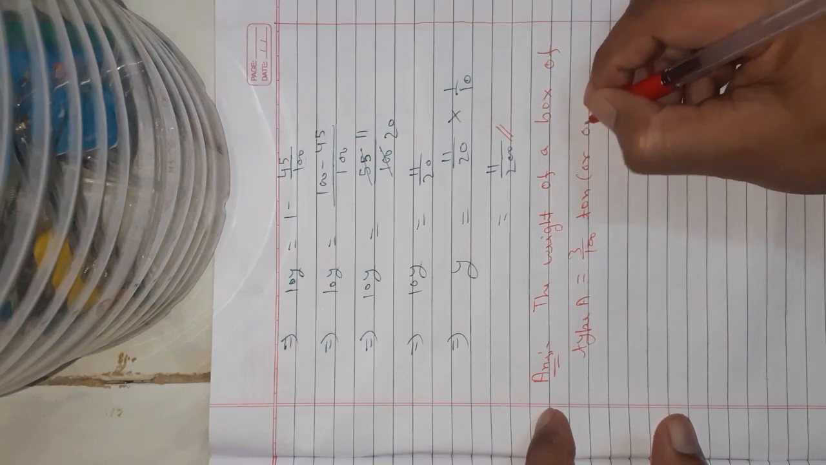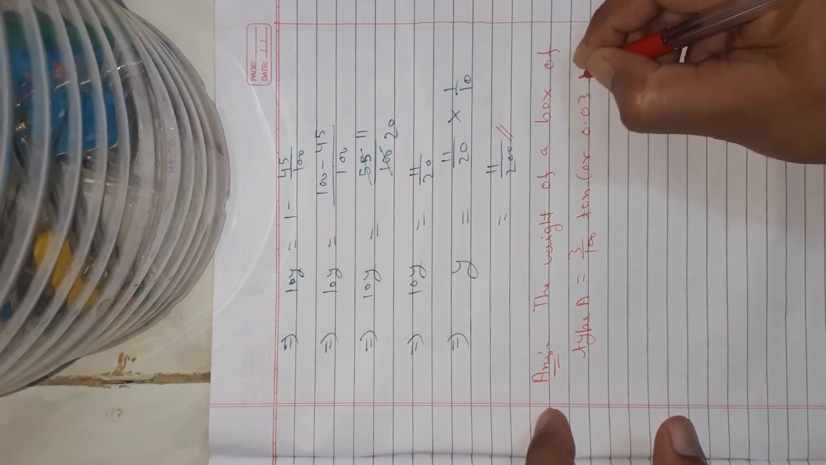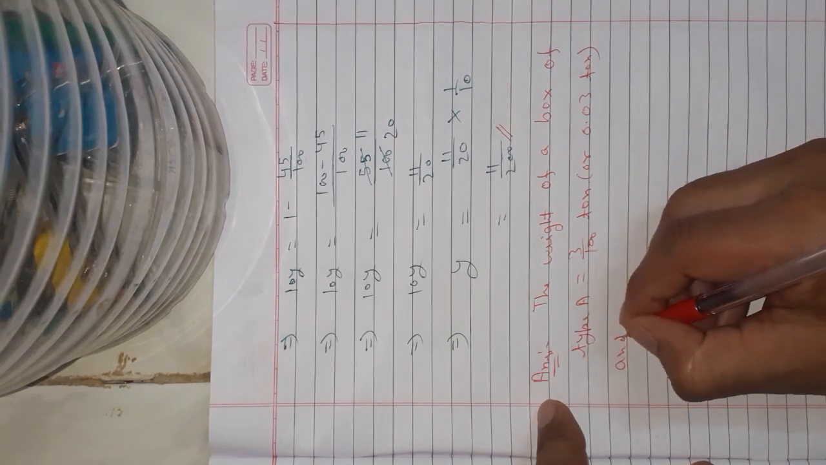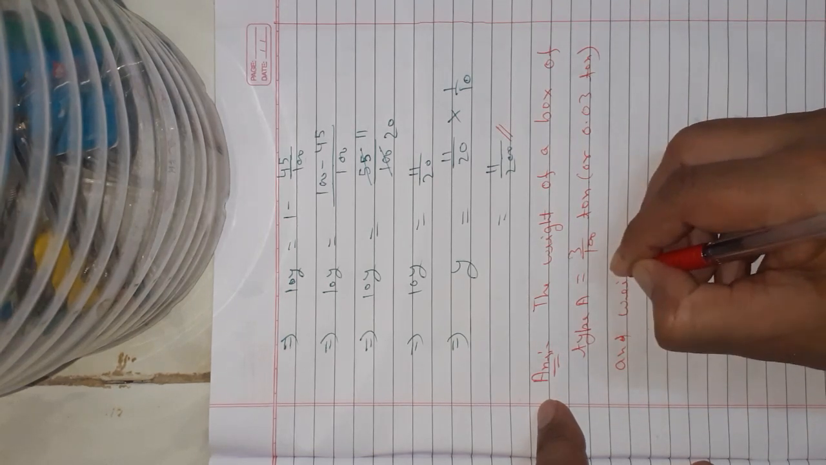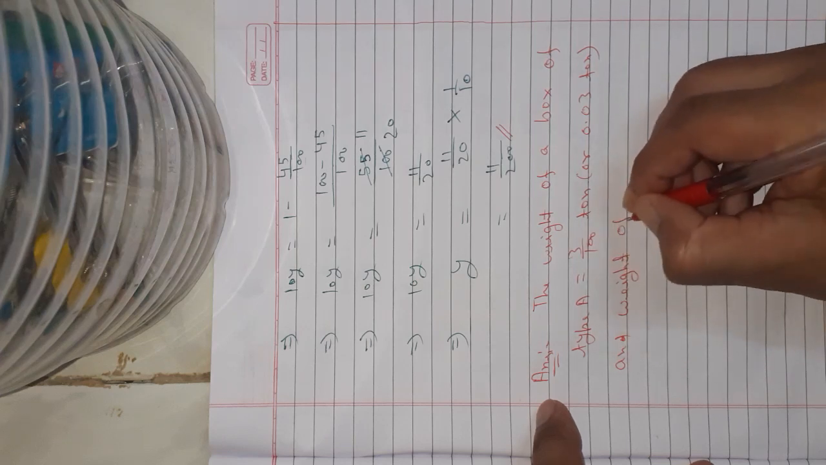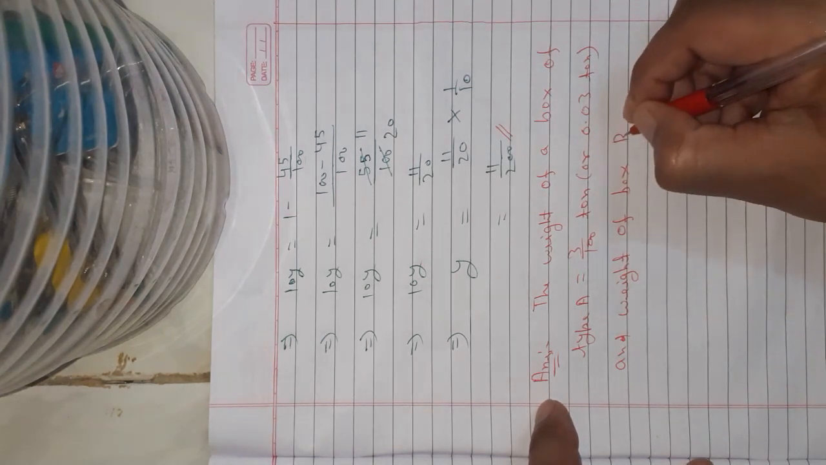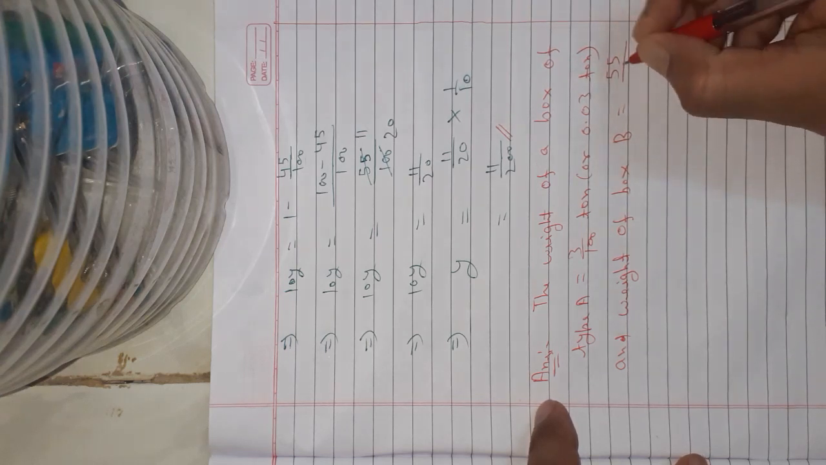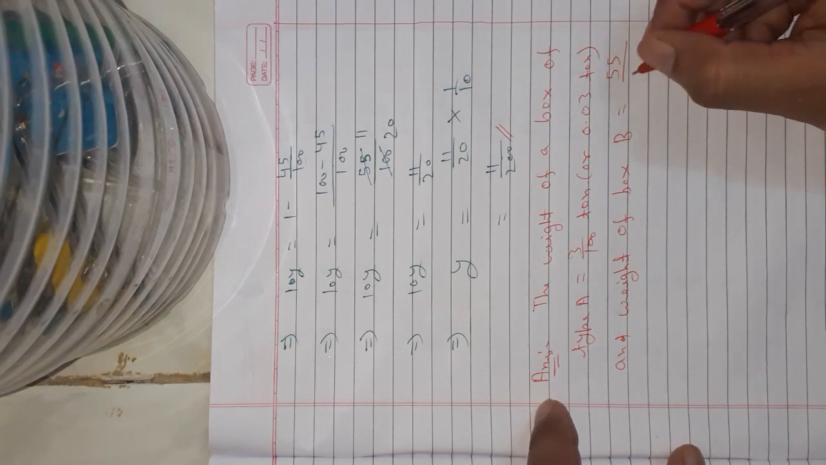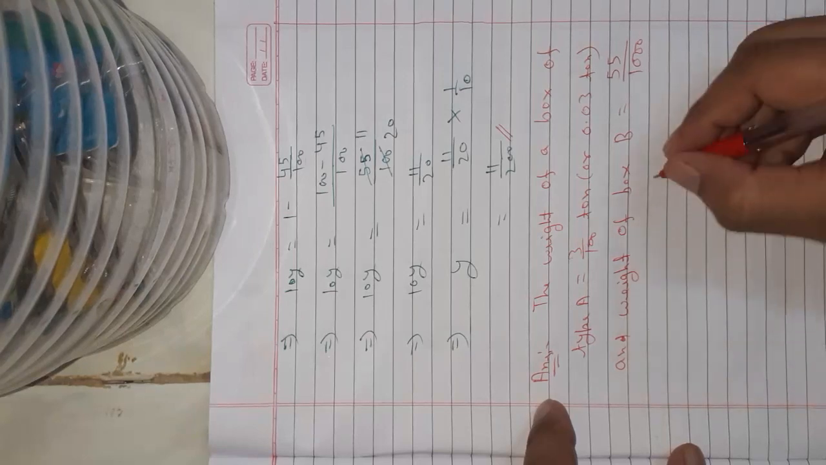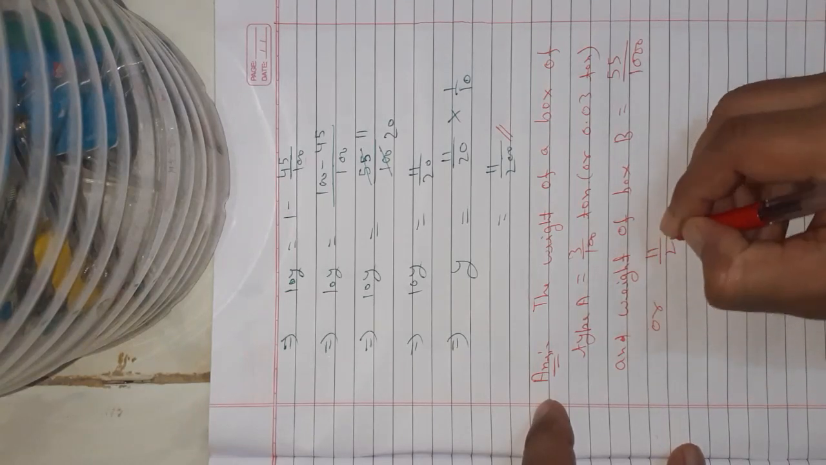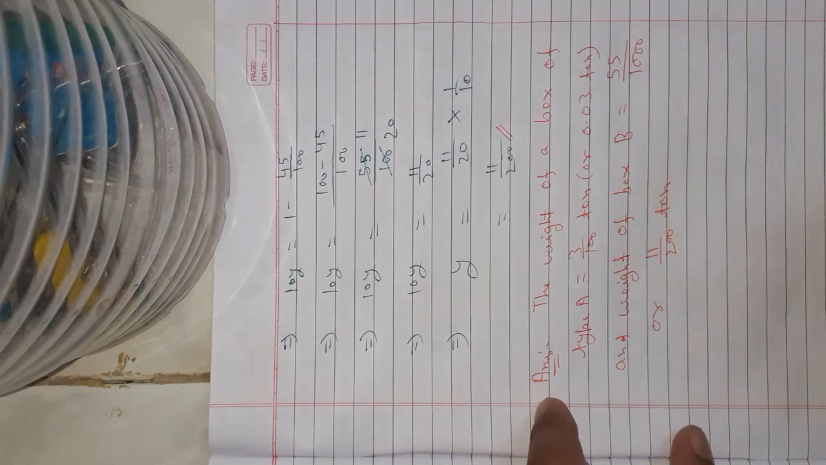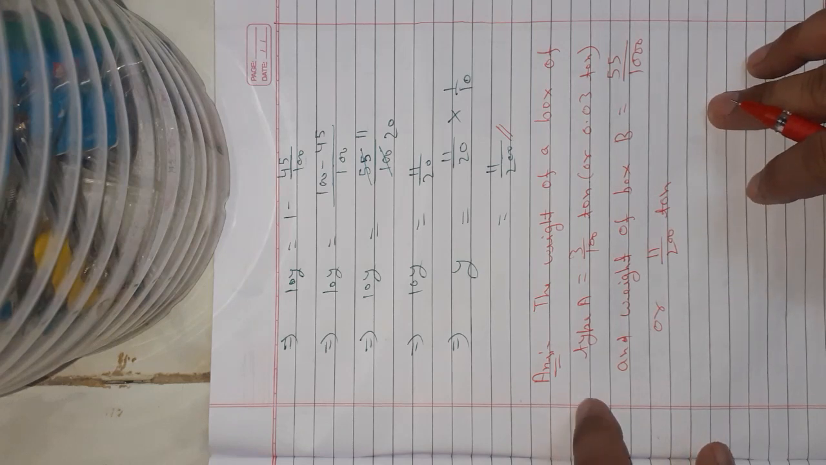Or 0.03 ton. Okay, and weight of box B is equal to 55 upon 1000, or 11 upon 200 ton. Clear? Okay, so this is the final answer.